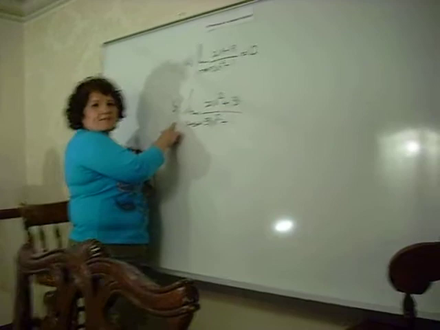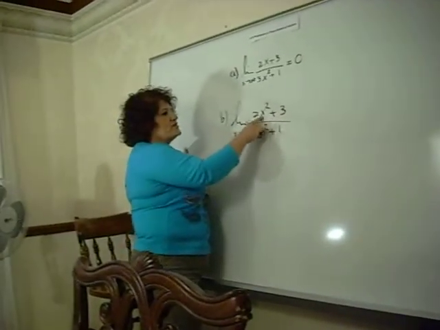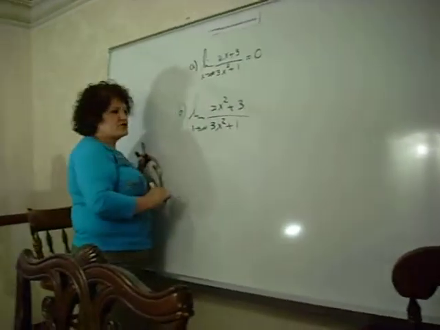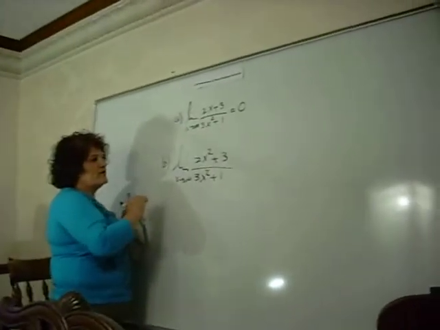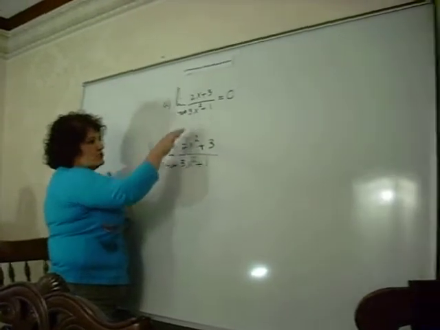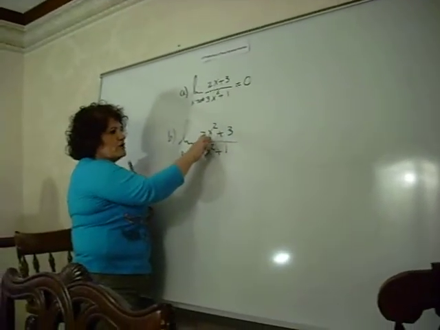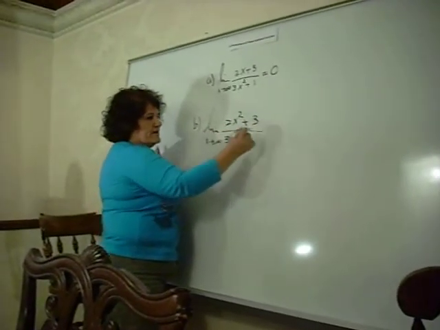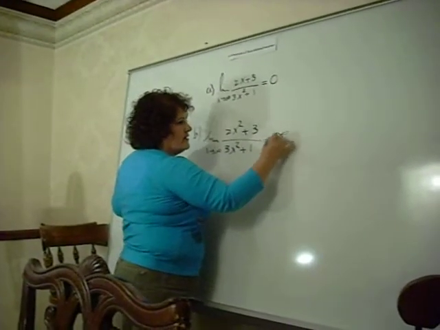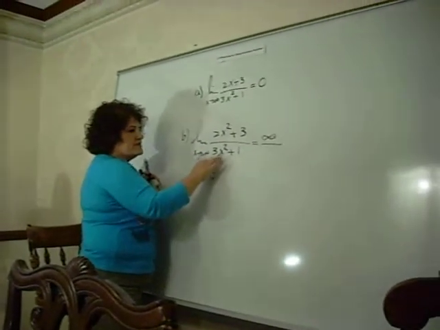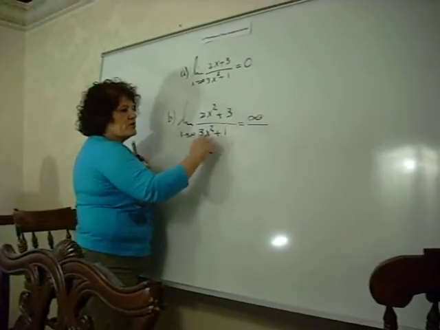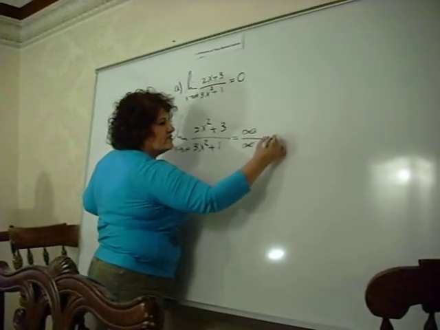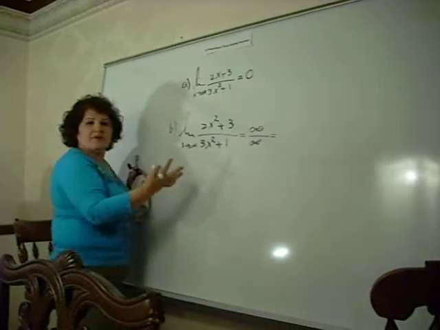This is example B: the limit of (2x squared plus 3) over (3x squared plus 1) when x approaches infinity. I'm just going to show it. 2 times infinity squared makes infinity, plus 3 makes infinity on top. Then 3 times infinity squared is infinity, plus 1 still is infinity. So infinity over infinity is undefined, which means we have to do it some other way.